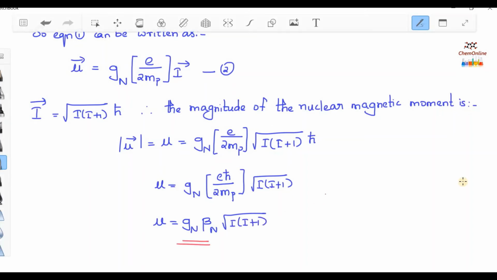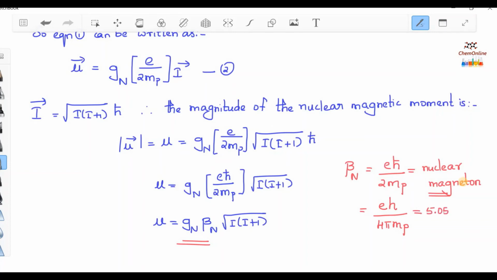Now this quantity beta n equals e h cross by 2mp. This is called the nuclear magneton. h cross can be written as h by 2 pi, so this can be written as beta n equals eh by 4 pi mp. If we substitute the values for e, the elementary charge, h, the Planck's constant, and mp, the mass of the proton, you will get the value of beta n as 5.05 times 10 raised to minus 27 joule per Tesla. And this is called the nuclear magneton.